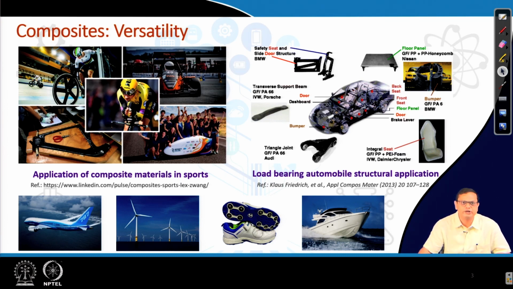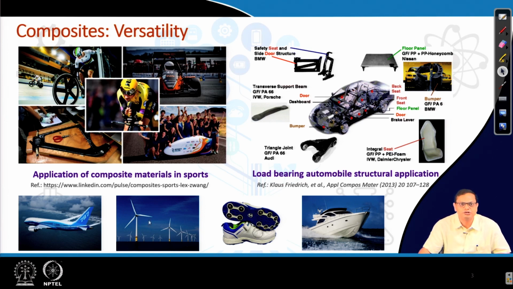In the sporting industries, you can look at these particular sporting cycles. All these wheels, wheel bases and wheel rims are made of different kinds of composite materials. Similarly, the frames of advanced bikes are also made of composite materials. The boat hull in this case is also made of a particular kind of composite material to reduce the weight. In the aerospace industry, the application is similar, basically to reduce the weight and, on the other hand, to improve the strength.